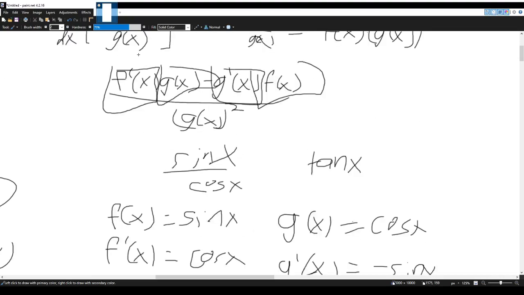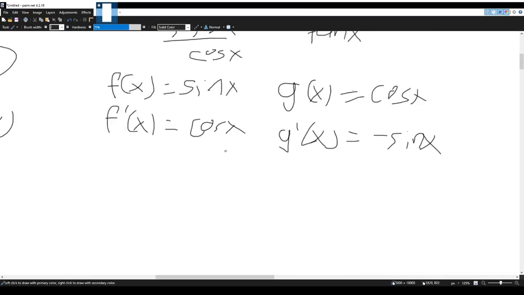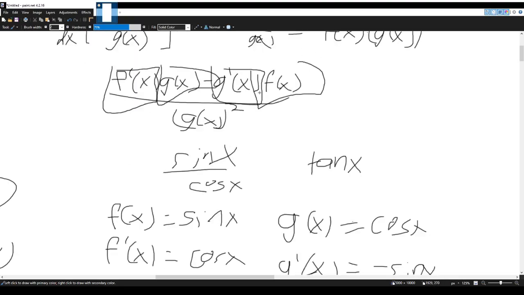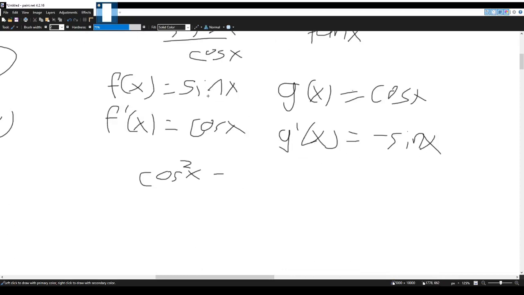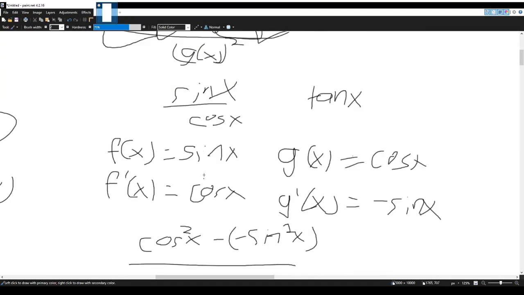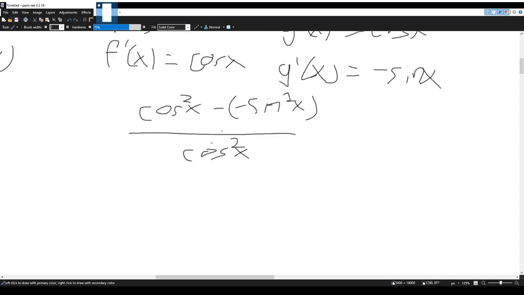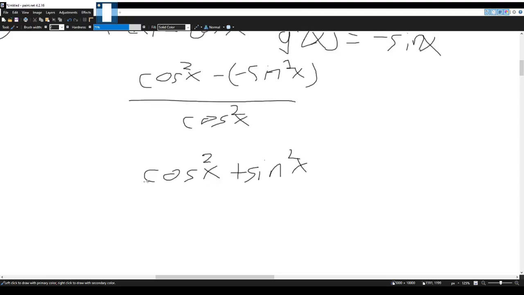So now we can just plug these things into the formula. So f prime times g, I'm going to shorten this, should be pretty obvious still though, minus g prime times f, so minus g prime times f. So that would be negative sine squared x all over the denominator squared. The denominator here is cosine, so that would be cosine squared x. So now see that this is equal to, of course, cosine squared x plus sine squared x over cosine squared x.